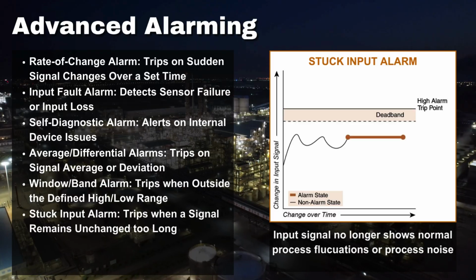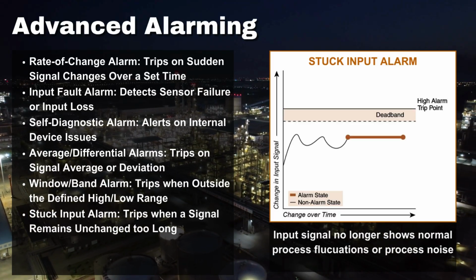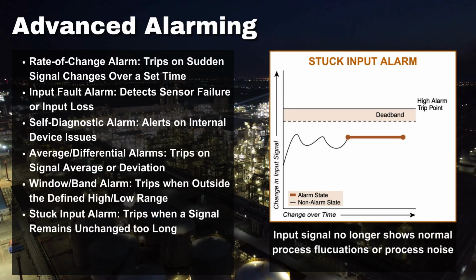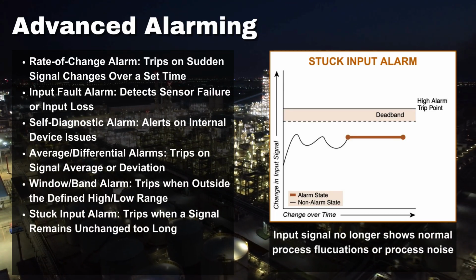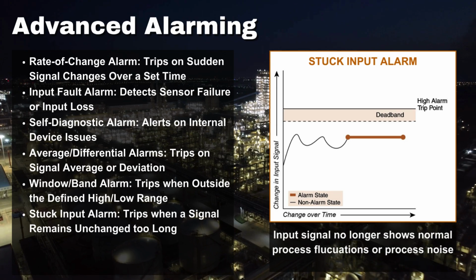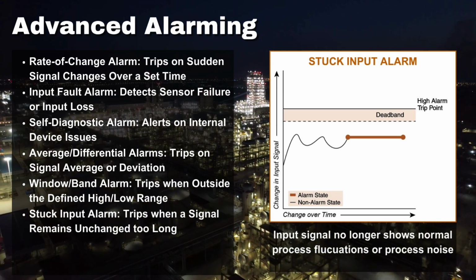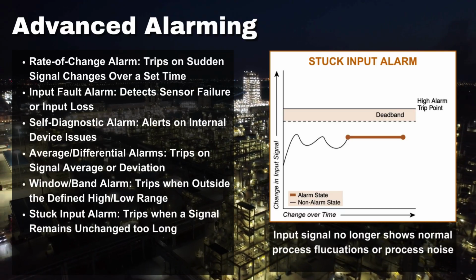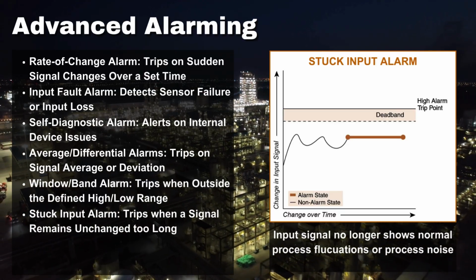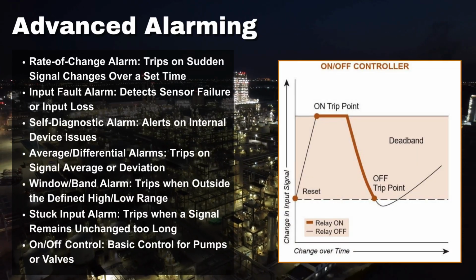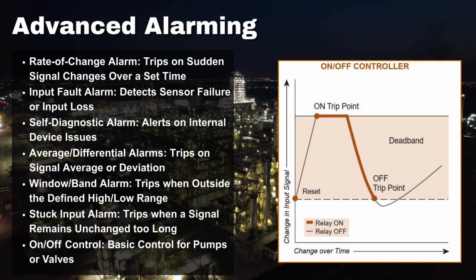A stuck input alarm detects when a signal remains unchanged for too long, indicating a possible sensor failure, wiring issue, or frozen process. It helps ensure you're alerted when your process sensor stops responding or its output freezes up, even if values appear normal. Limit alarm trips can also be used for simple on-off control, such as turning pumps or valves on and off to fill or empty a tank.